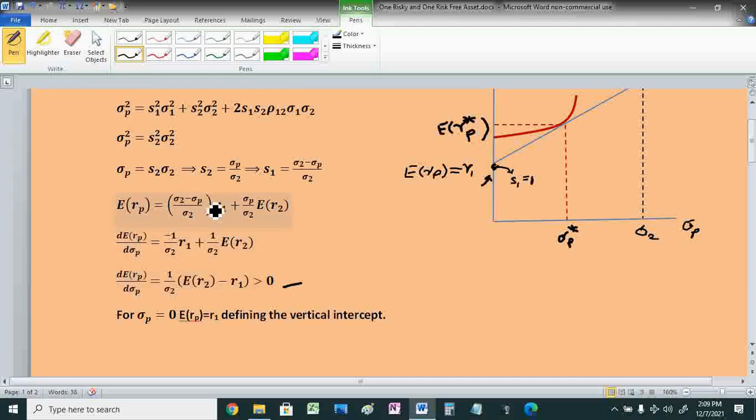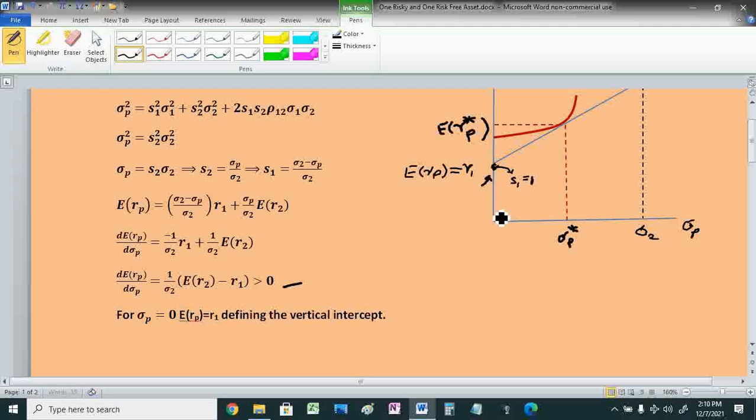Also see that if in this equation I put sigma p equal to 0, then this term becomes 0, and sigma p becoming 0 means that sigma 2 will be cancelling, and I will be getting the expected return on the portfolio equal to R1, which is the vertical intercept of this equation, and so I have put this here, E(Rp) equal to R1 with sigma p equal to 0.